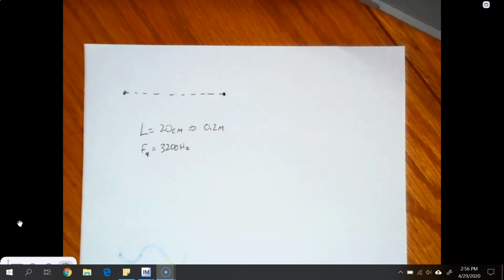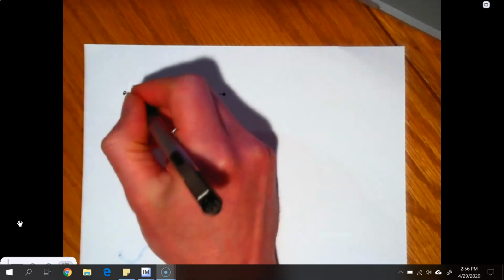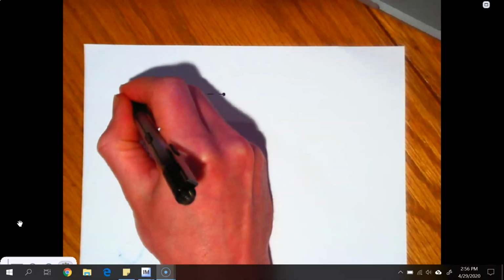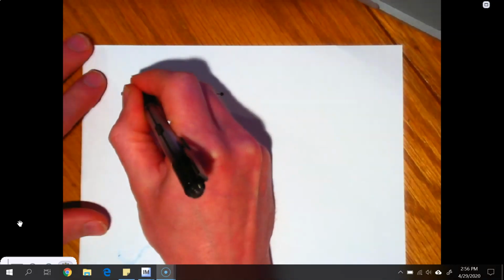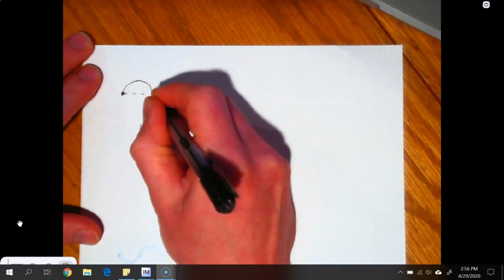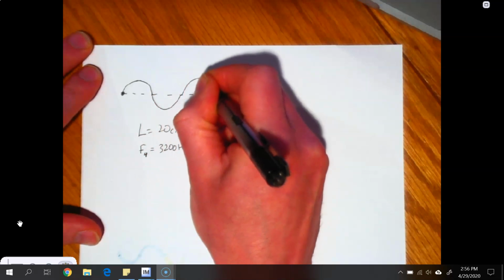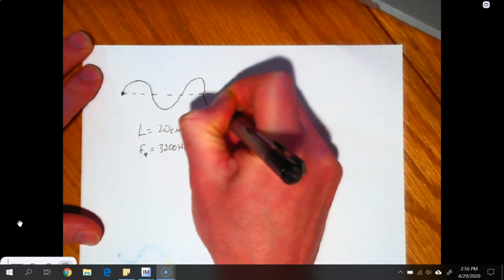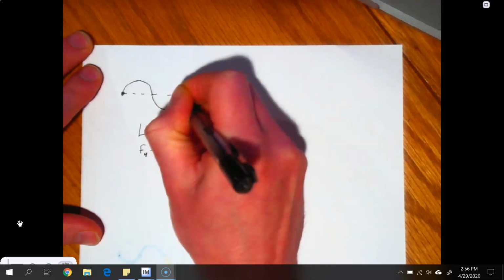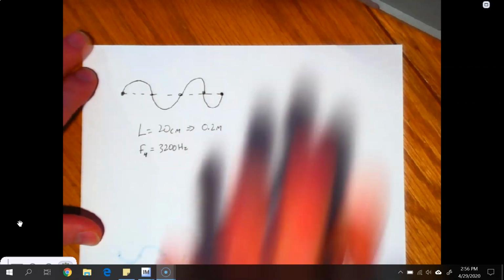Okay, since we are looking at our fourth harmonic, each harmonic up, it's like adding half of a wave. So there's one half of our wave. There's another half of our wave. Here's a third half of our wave. And then a fourth half of our wave. You can see I kind of ran out of room, which is fine.